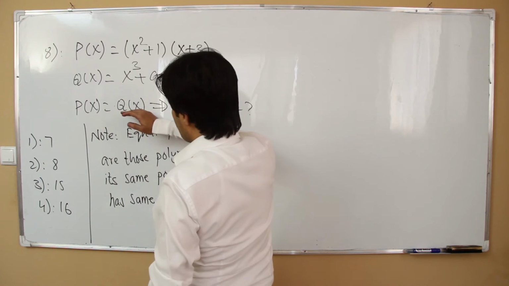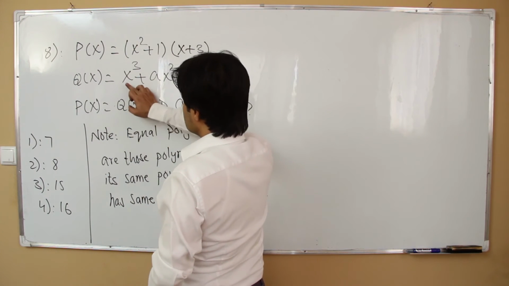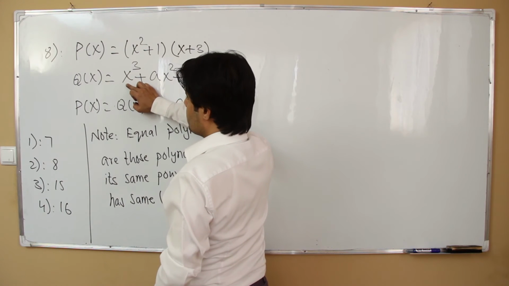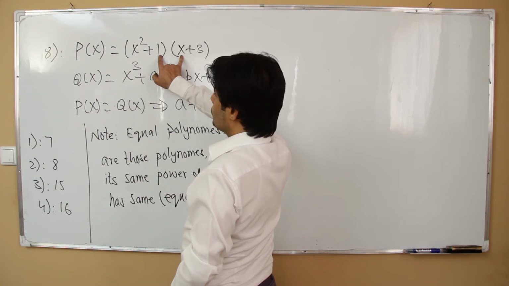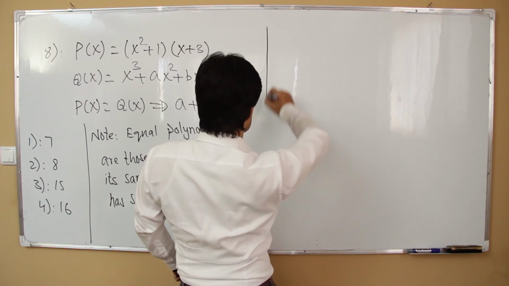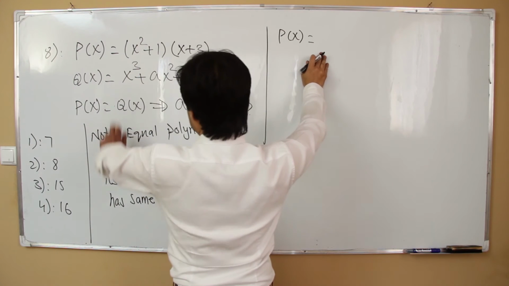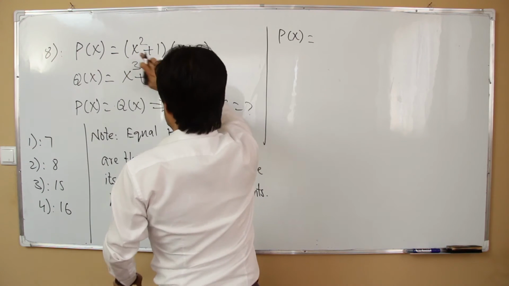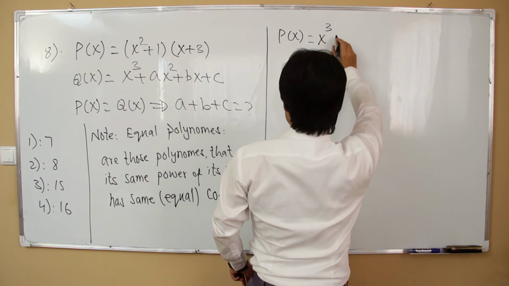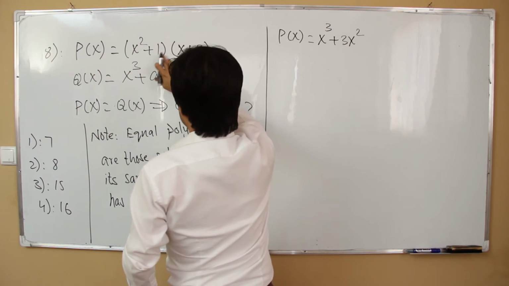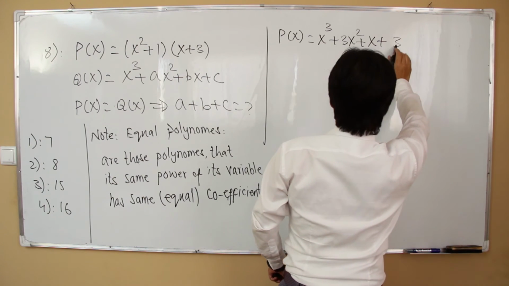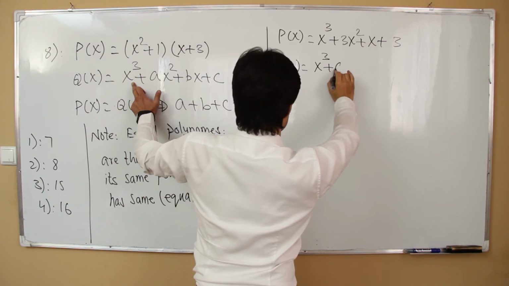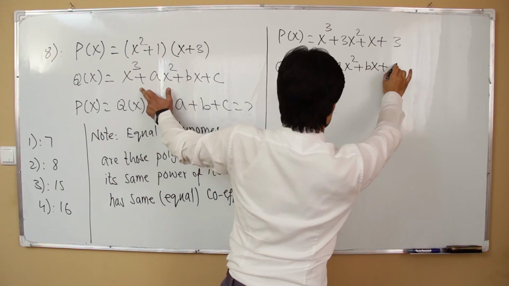Now this polynomial Q(x) is equal to P(x). Q(x) is in addition terms, but P(x) is in multiplication. So you have to multiply this P(x) first. So you will find P(x) is x square, multiply this one with the first term, also with the second term. x square times x, it's called x cubed, plus 3x square, plus 1 with this one, plus x, plus 3. This is P(x). Now what is Q(x)? Q(x) is x cubed plus ax square plus bx plus c.